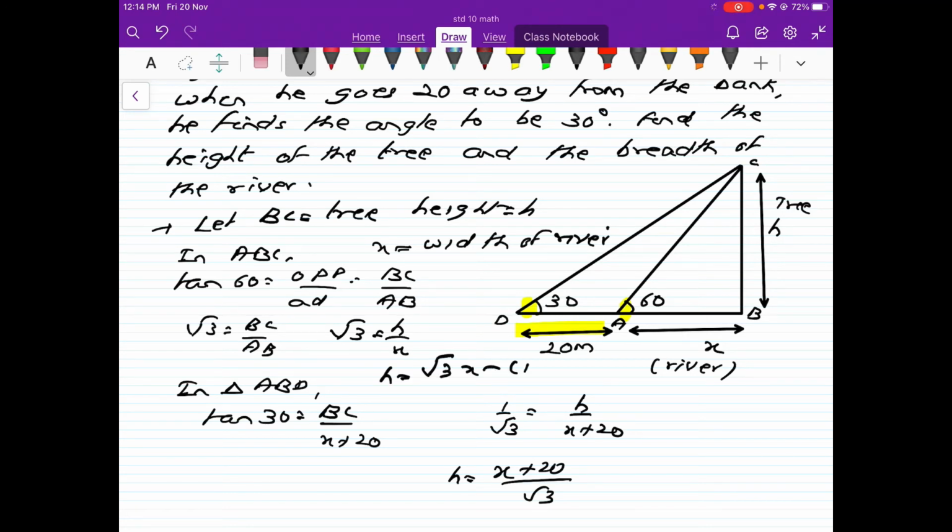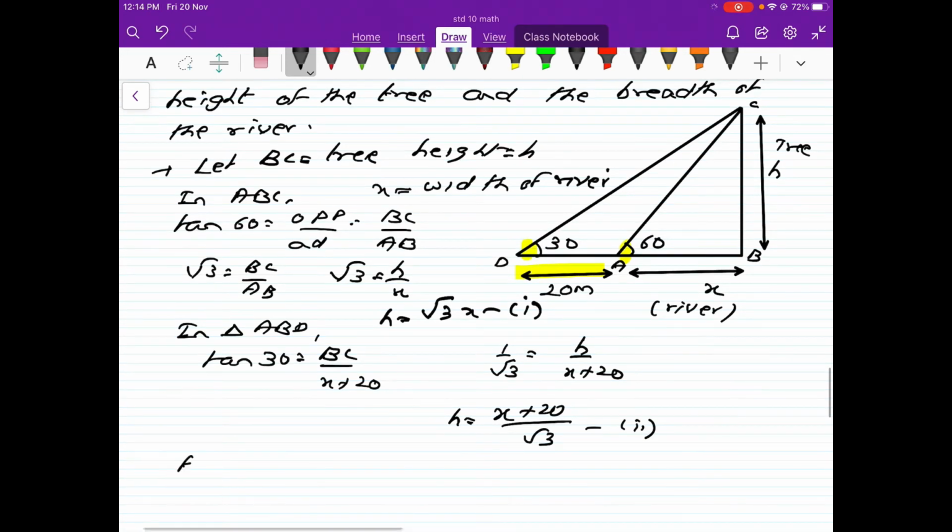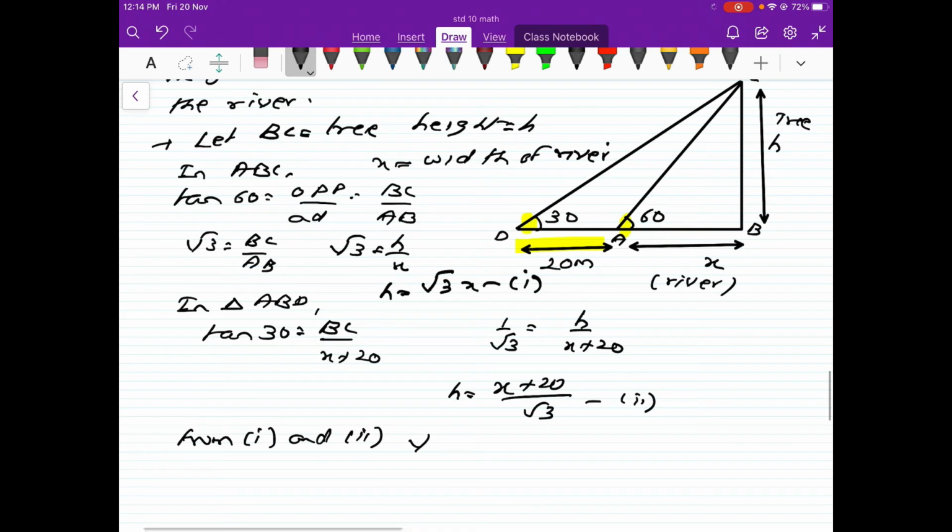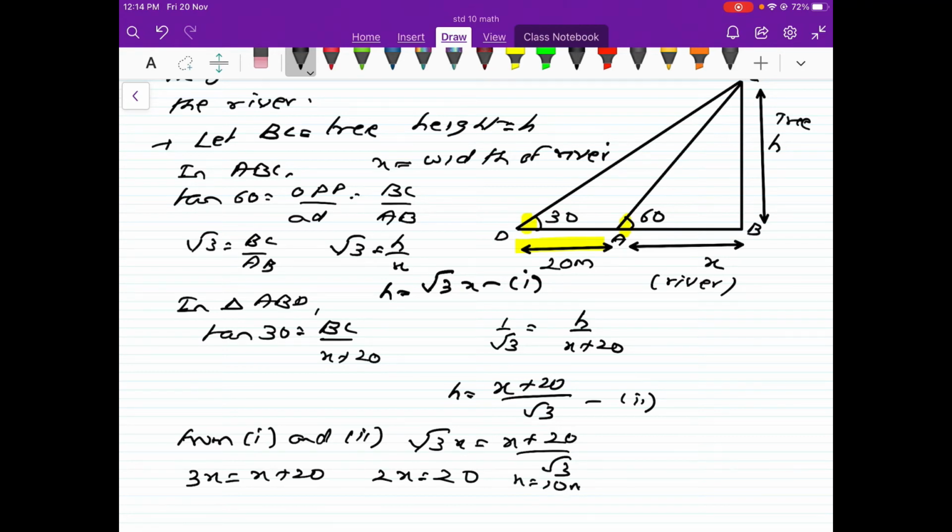So if you take this 1 and 2, now remember both are h, so we can equate. So we will write from 1 and 2, we can say root 3x is equal to x plus 20 upon root 3. So on cross multiplying, root 3 into root 3 is 3x. So 3x is equal to x plus 20, 2x is equal to 20. So x is equal to 10 meters.